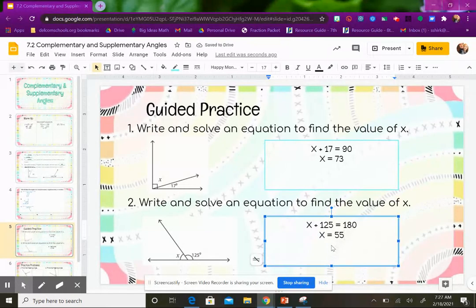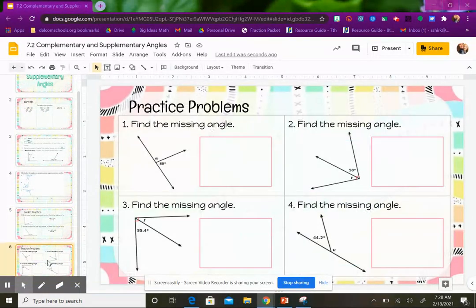This is pretty much all we're doing for today. I plan on going over this more tomorrow. If you want to finish, I have another slide with the same type of problems, and then I want you logging onto IXL and just doing some practice problems. I've attached them under the recommendations.